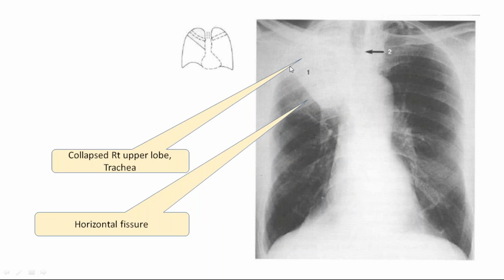Here you can see there is a straight line obliquely, and the hila are almost equal in size. That is a right upper lobe collapse. This is the horizontal fissure actually. You can see it's pulled upwards. That is a right upper lobe collapse. Whenever straight lines are there, it is a collapse.